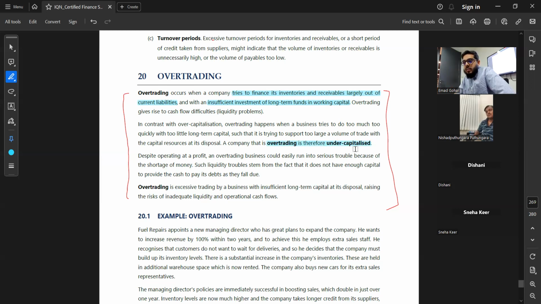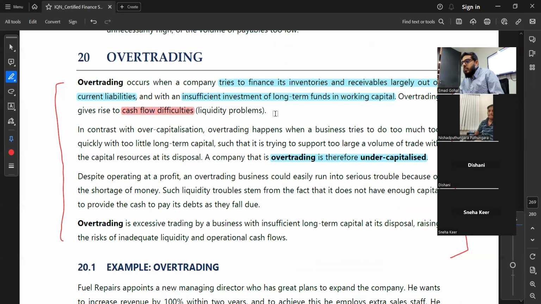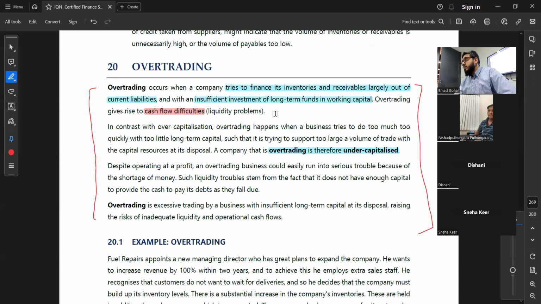So what will happen, my friends? I am highlighting in red color. Cash flow difficulty or a trading liquidity problem will happen. Like for example, very simple. You are waiting for money from the supplier so that you can pay salaries to the employees, or you can buy inventory. You don't have inventory, so you are not able to sell. From where will the money come in? From the supplier. The supplier is delaying the payment. Because of that, your business is affected.